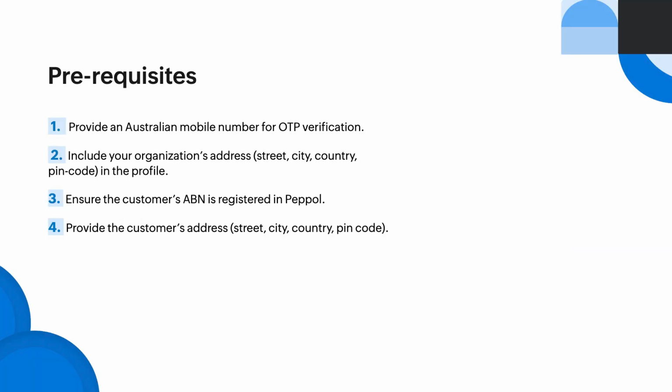Let's get to know the prerequisites for enabling e-invoicing. When you enable e-invoicing, you must ensure to provide an Australian-based mobile number to receive OTP and verify. The organization address must be provided under the organization profile. The customer to whom you would like to send the e-invoice should also have their ABN registered in PEPPOL. Address of the customer must be provided to send the e-invoice.